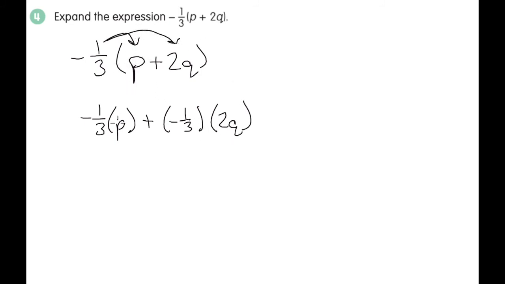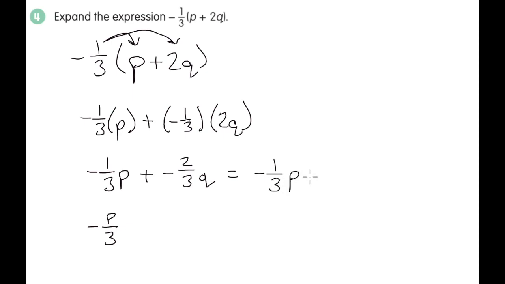P, when we have a variable by itself, that's just 1p, so anything times 1 is itself. So if we took a negative 1/3 times 1p, that would give us a negative 1/3 p. Another way you may see that is a negative p over 3. These two are the same things there. And then we're going to add it to a negative 1/3 times 2q. We could take that 2 and multiply it by the 1 on top, so that leaves us with a negative 2/3 q. And to clean that up, we'll just write it as a negative 1/3 p minus 2/3 q.